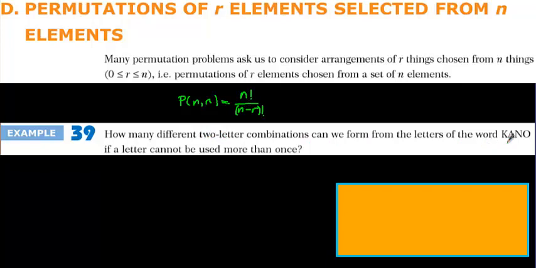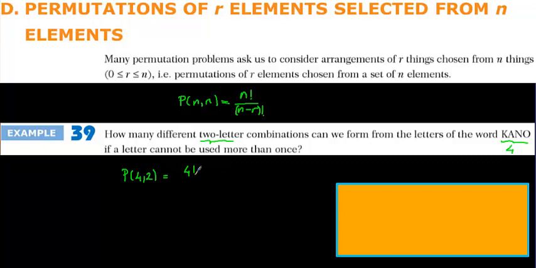Let's say in the example, there are 4 letters, the letters of Kano. By using these letters, we are going to find 2-letter words. In how many different ways can we do this? At the beginning, we have 4 letters and we are going to make 2-letter combinations. So we are going to find permutation 4 with 2. I say permutation 4 with 2 because from 4 elements we are going to take 2 of them and arrange them.